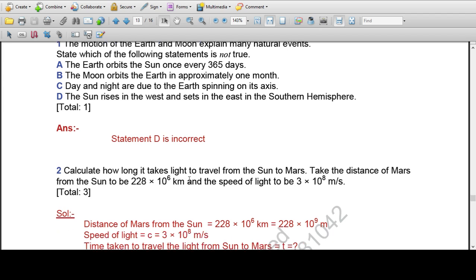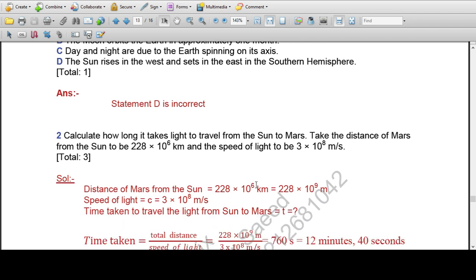Calculate how long it takes light to travel from the Sun to Mars. Take the distance of Mars from the Sun to be 228 × 10^6 kilometers, and the speed of light is 3 × 10^8 meters per second. The distance of Mars from the Sun is given as 228 × 10^6 kilometers, so we can convert it into meters by multiplying by 10^3.